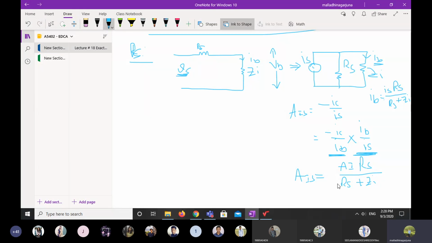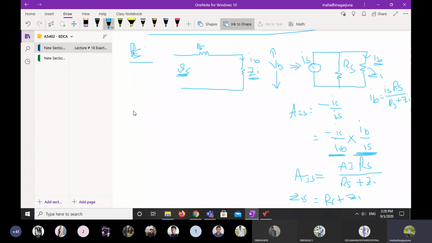The next one is input impedance. So Zi, Rs is just in series with it. So simply I can write ZIS equal to Rs plus Zi. Okay, ZIS equal to Rs plus Zi. Why? Because the source resistance is in series with the input impedance. So Rs plus Zi is the input impedance with the source resistance.